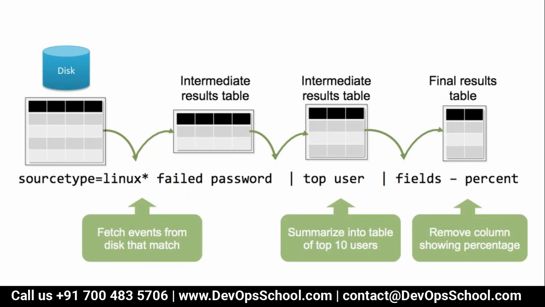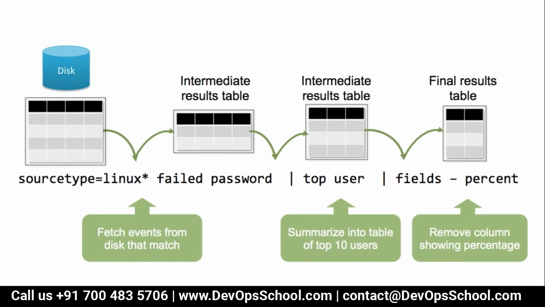Okay, look at this. What is being done here is that first it gave you some search results. Source type is equal to linux_*, and the keywords failed and password. Any record in the source type linux_* that has the keywords failed and password, give me those results. Now on top of the results, you are running one more command called top, with user.